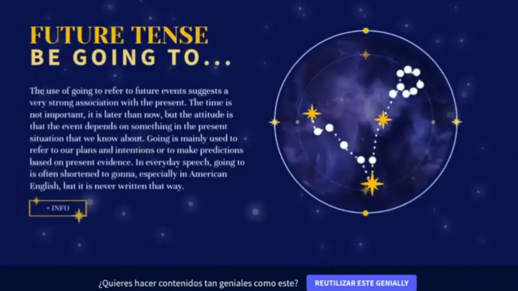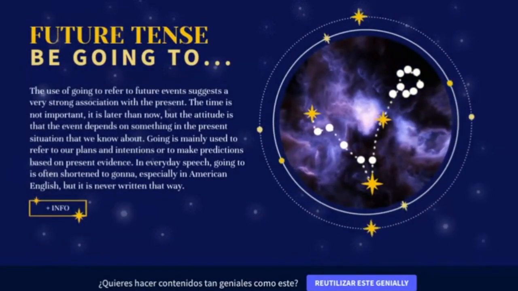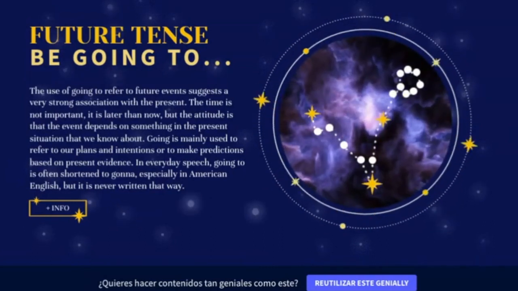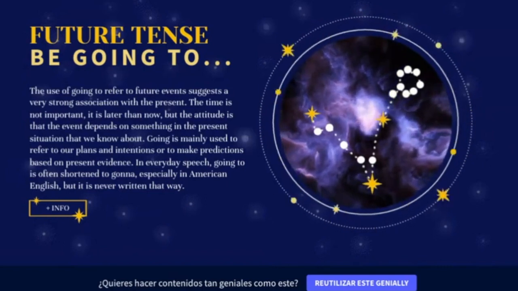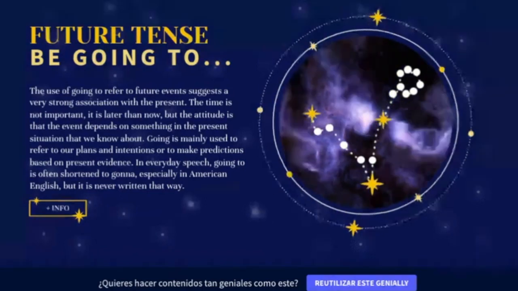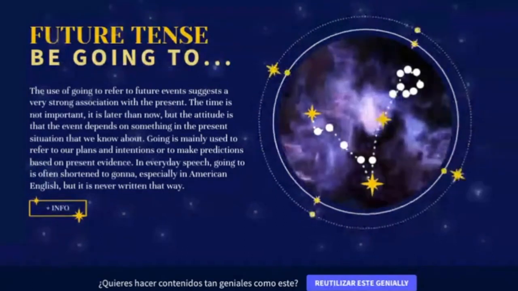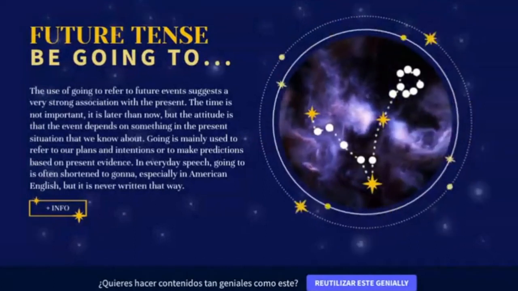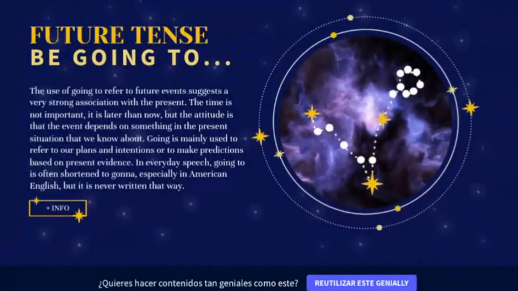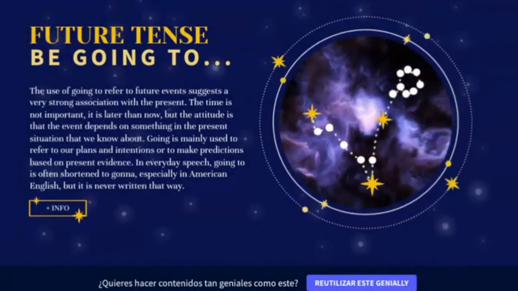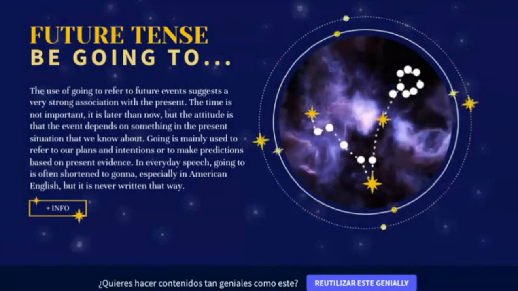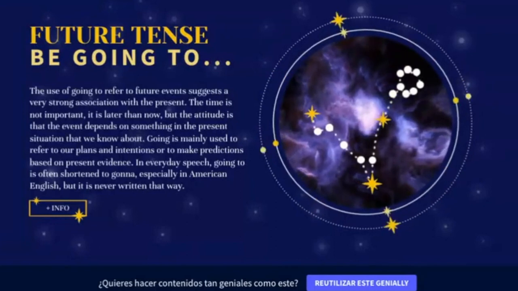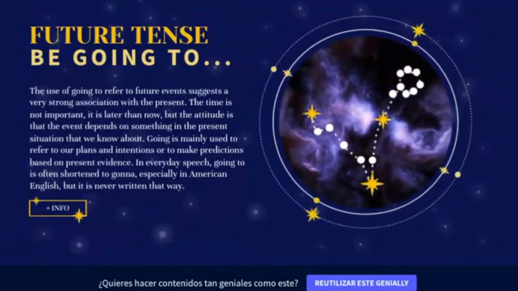So, future tense with be going to. The use of going to refer to future events suggests a very strong association with the present. The time is not important, it is later than now, but the attitude is that the event depends on something in the present situation that we know about. Going to is mainly used to refer to our plans and intentions or to make predictions based on present evidence. In everyday speech, going to is often shortened to gonna.